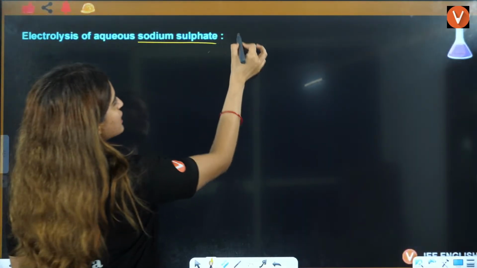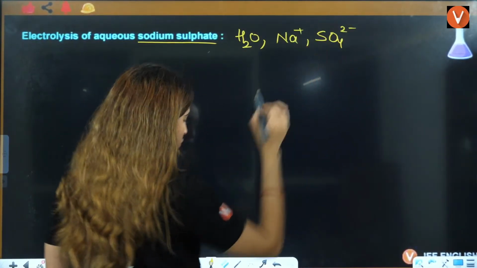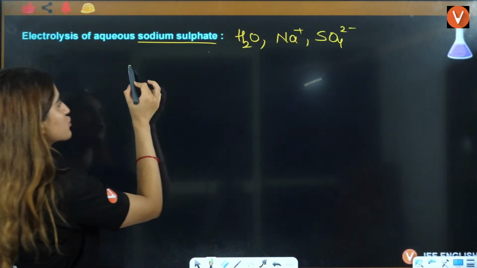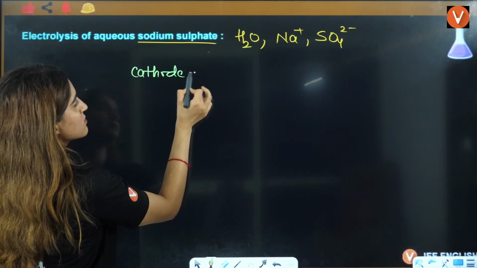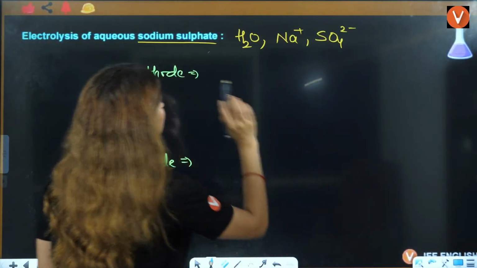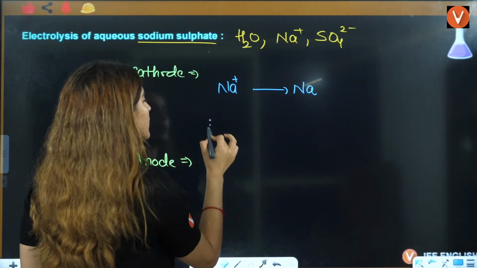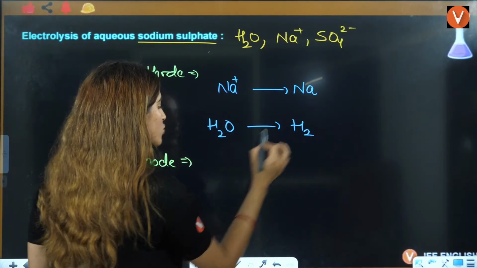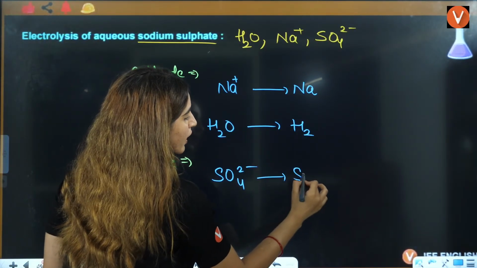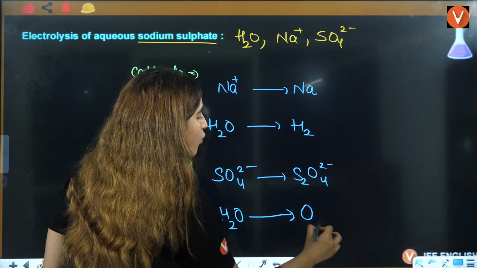This is aqueous, that's why it will have water. Sodium means it will have Na positive, sulfate means it will have SO4 2 negative. Now guys, what about cathode and anode? This is cathode and this is anode. Talking about the cathode side, you have sodium getting converted to Na, and water getting converted to H2. On the anode side, you have SO4 2 negative getting converted to S2O8 2 negative, and water getting converted to O2.